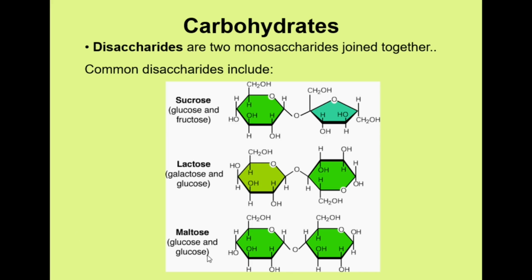And then down here, if you enjoy beer, you'll be familiar with this one. This is maltose, so it's just made up of 2 glucoses. So this is the sugar that gives beer its sweet taste. So all praise be to maltose. So those are a few examples of disaccharides then, so double sugars.